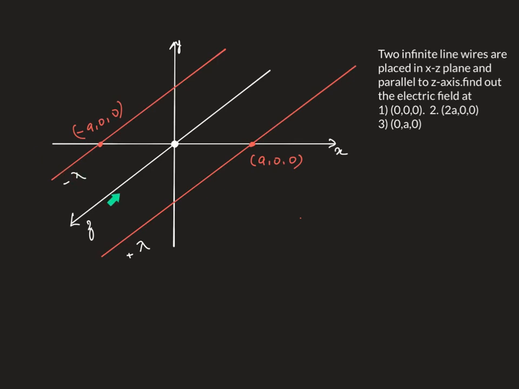This plane is the xz plane because it is made up of the x-axis and z-axis, and the y-axis is perpendicular to this plane. The y-axis is perpendicular to the plane of the wires. Now you have to find out the electric field at the following points.